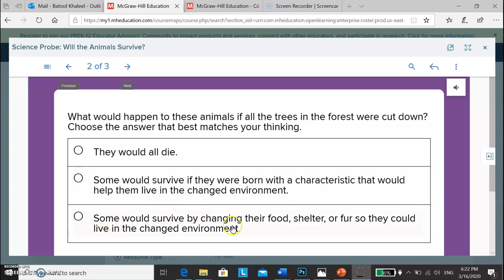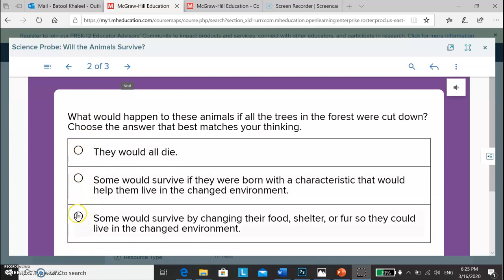Or do you think that animals can change their food? Or do you think animals can change their shelter or fur? Is it easy for animals to change their fur or food or shelter? So what do you think? I'll give you time to think. So let's choose the answer. What do you think?